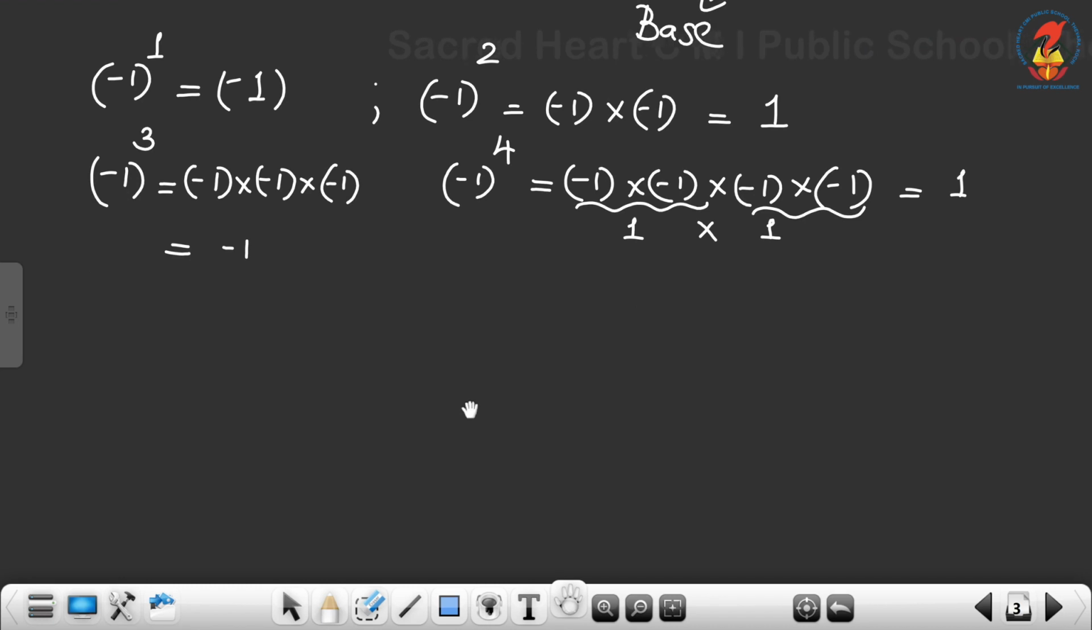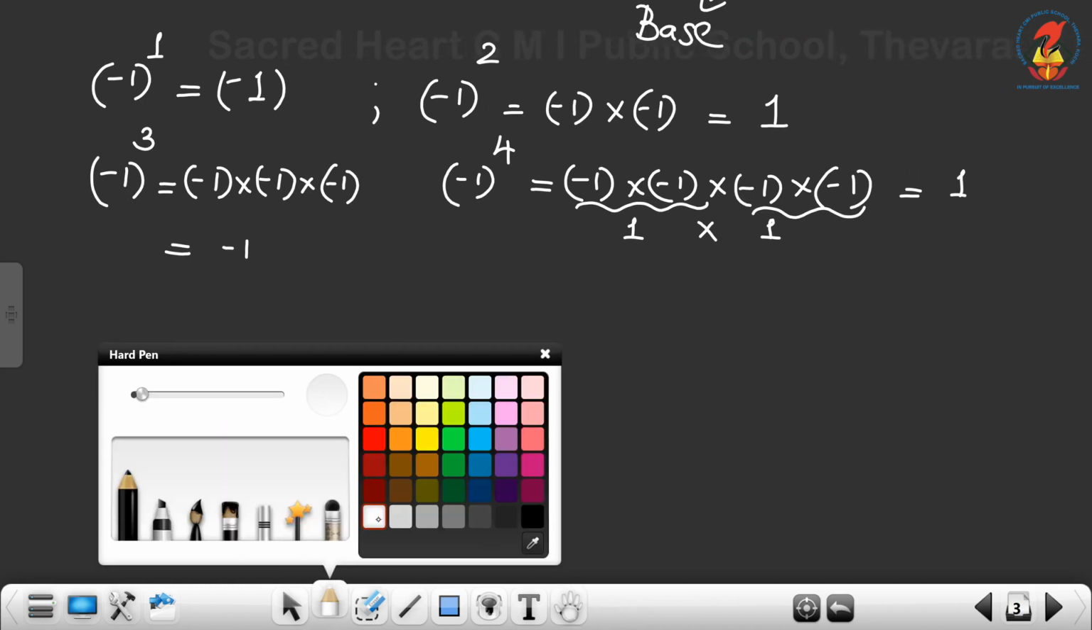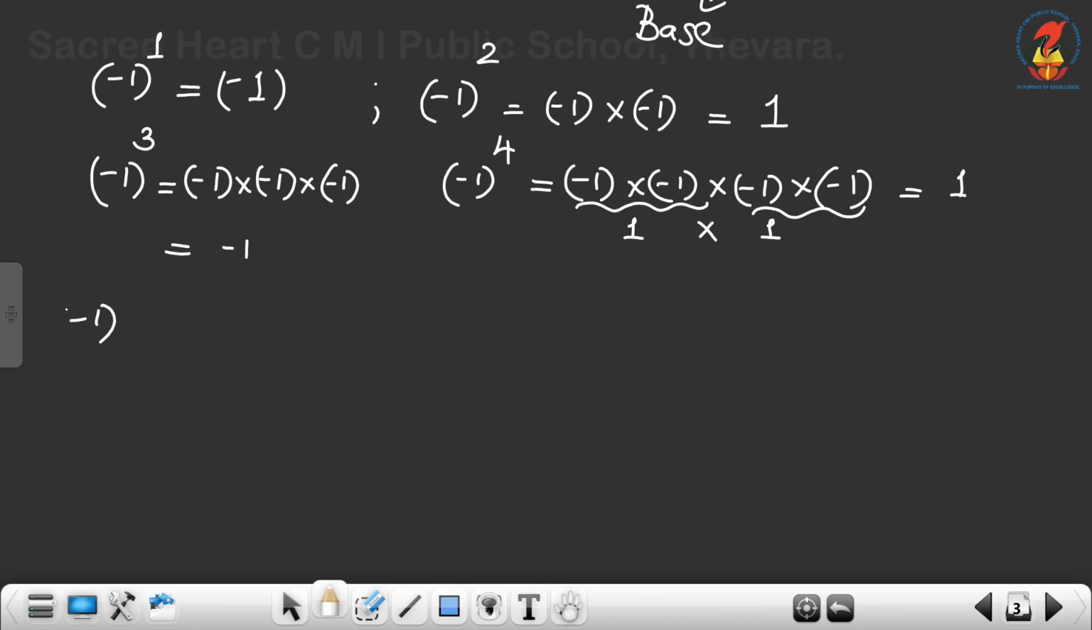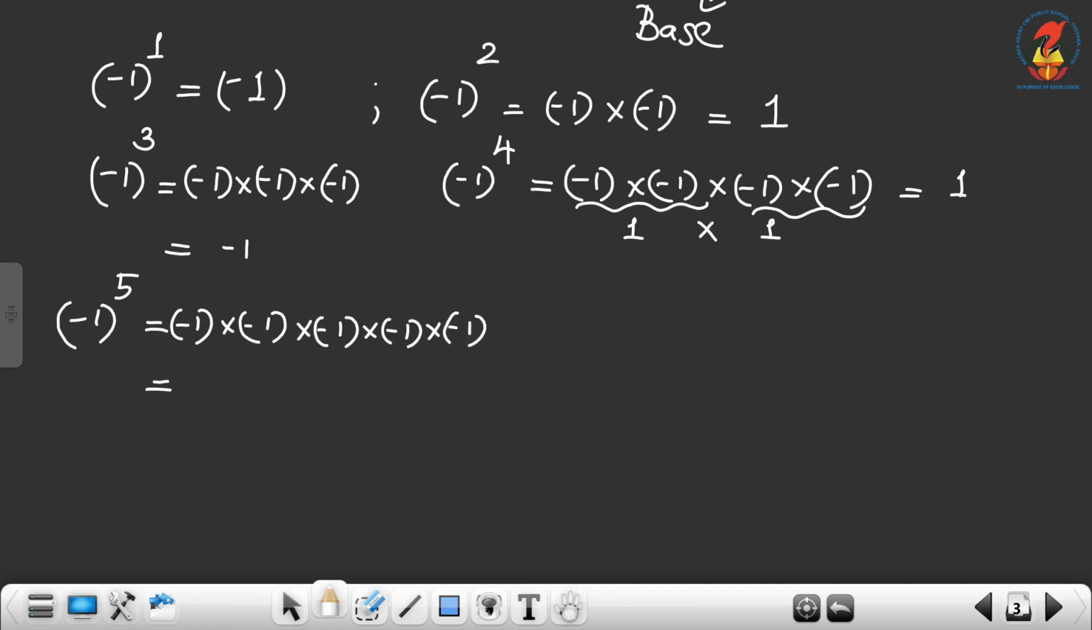Now, we can consider one more example. Negative 1 raised to the power 5. What is the meaning of that? Negative 1 is repeated 5 times. So, negative 1 into negative 1 into negative 1 into negative 1 into negative 1. What is the product? Negative 1 into negative 1, you will get 1. Again, into negative 1 into negative 1, here also you will get 1, into negative 1. So, 1 into 1 is 1, and 1 into negative 1 gives the result negative 1.